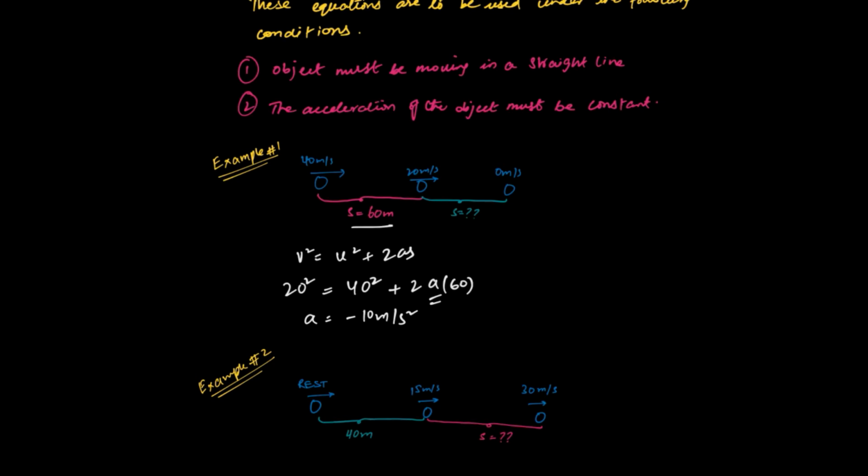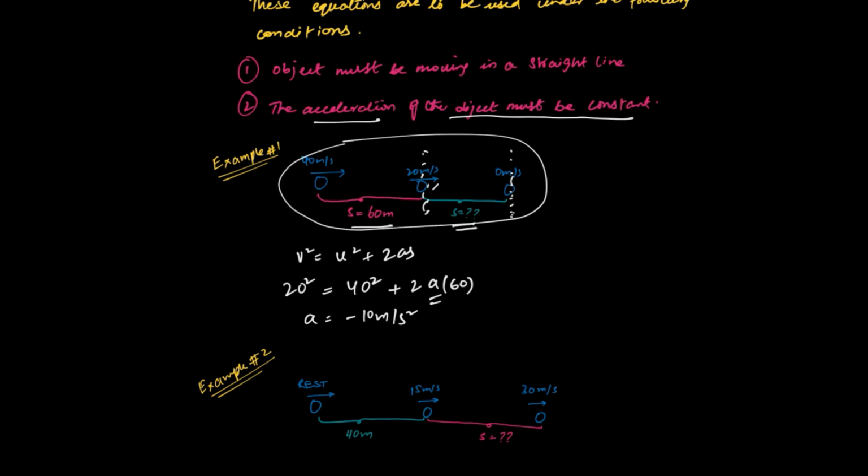Okay, so now we have to find the displacement of this particular part of the motion. As the condition stated, the acceleration of the object must be constant throughout its motion. So what we could do is break this specific motion and treat it as a separate motion. However, this is a complete motion, but we can treat it as separate just to find the specific displacement, and we know that acceleration would remain the same.